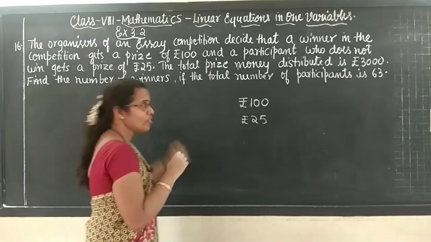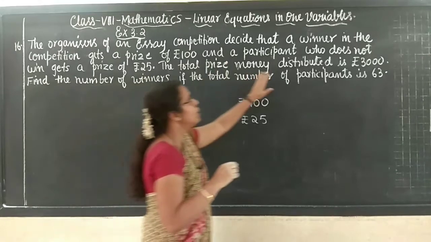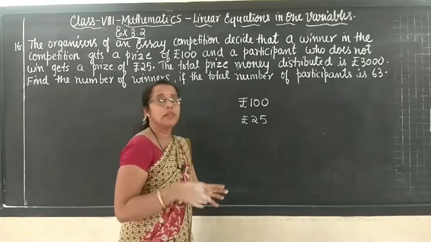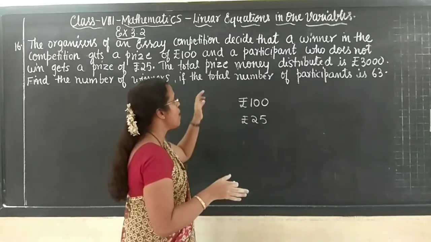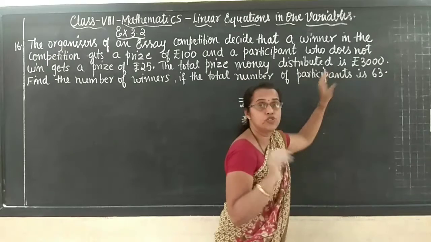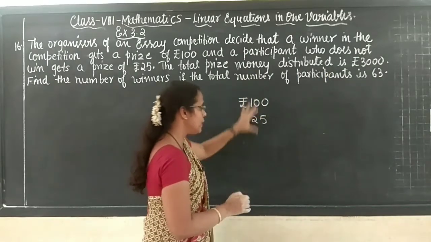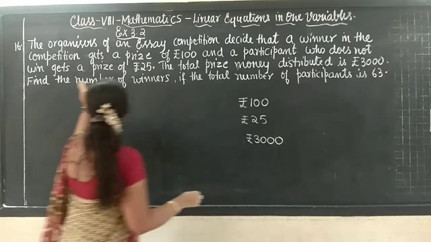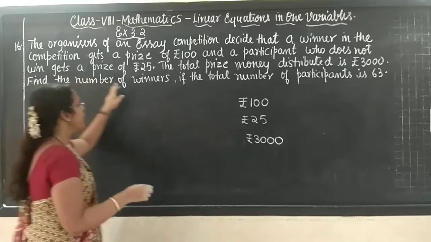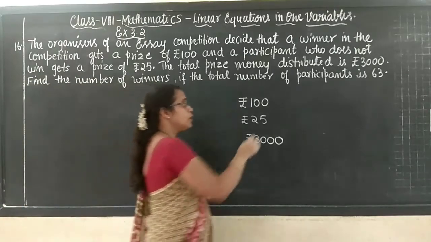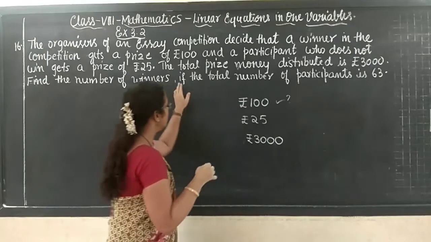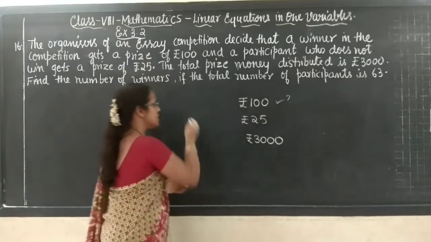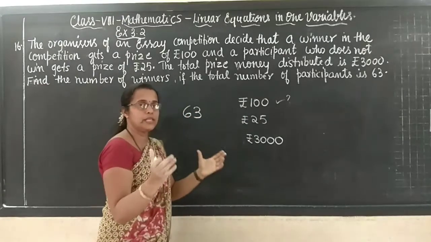25 rupees. Okay, the total prize money distributed, the total prize money in the sense winners' amount plus the participants' amount, the total amount is 3000 rupees. This amount plus this amount is rupees 3000. Now what you have to do is find the number of winners. Winners, how many are there, if the total number of participants is 63. Total participants, 63 are there.